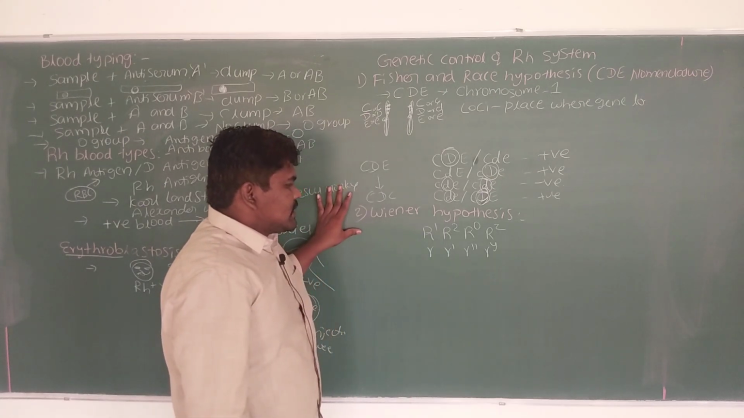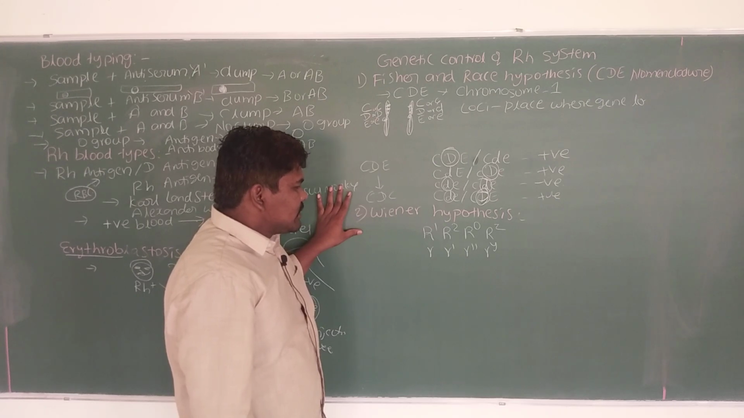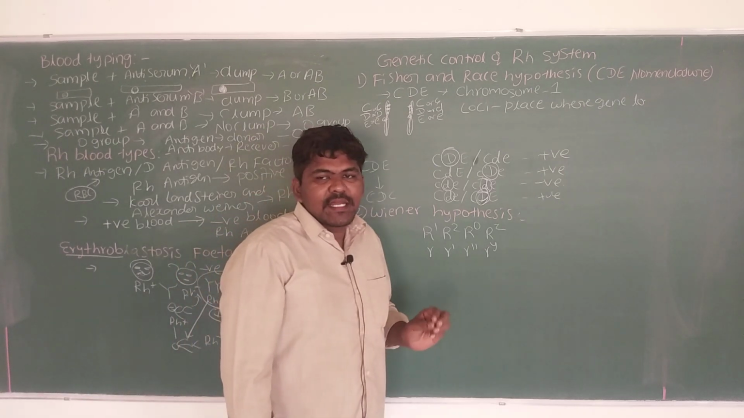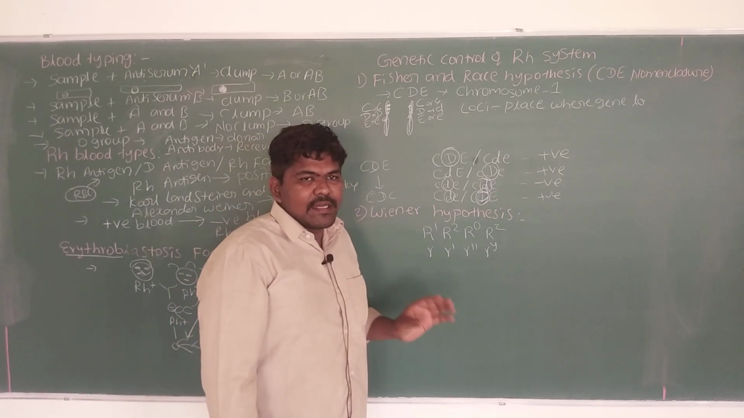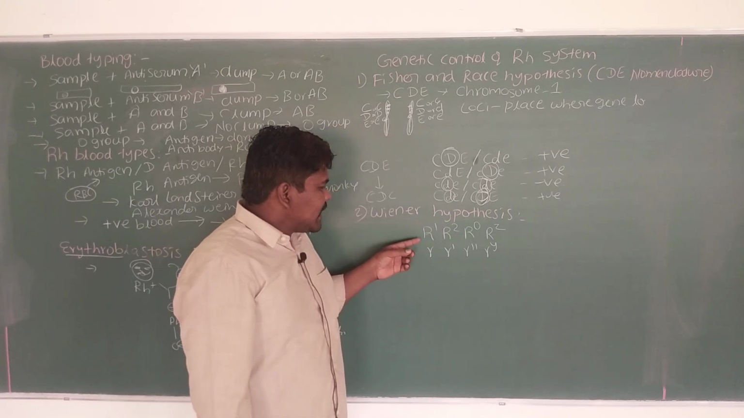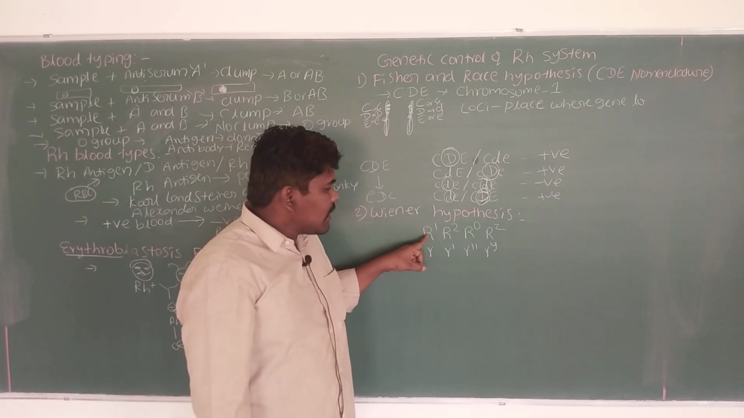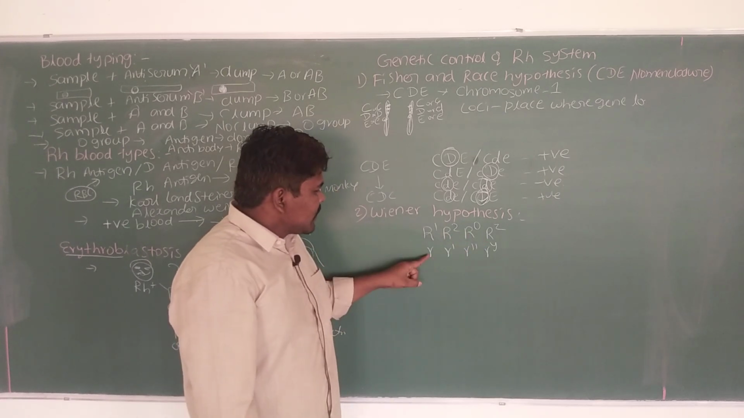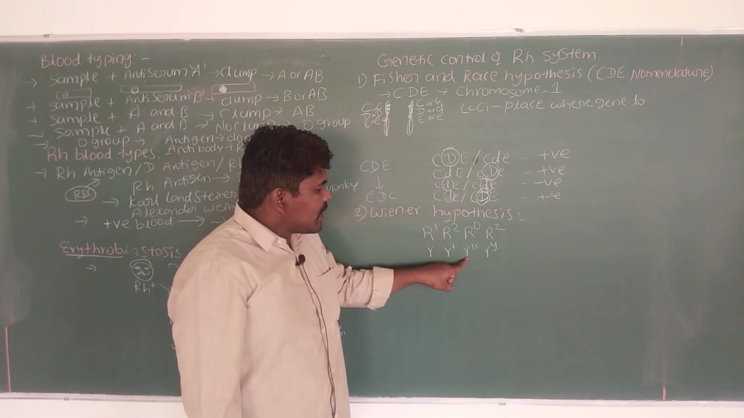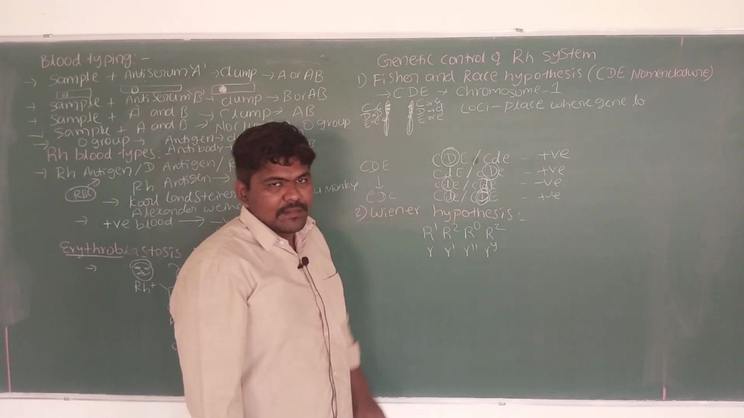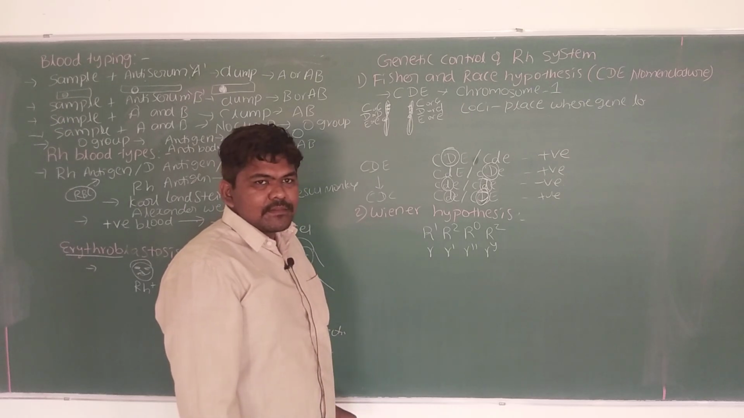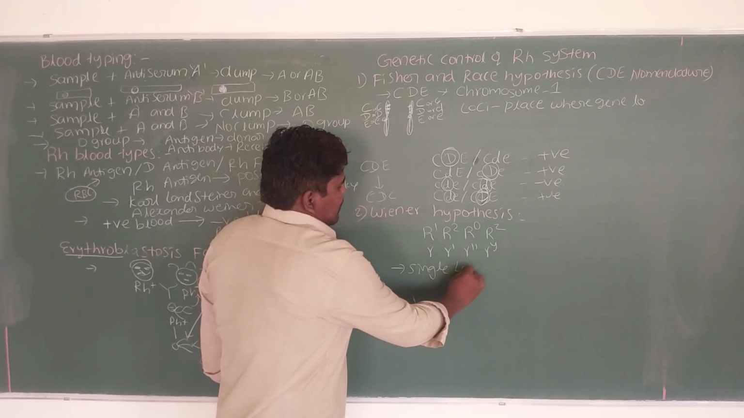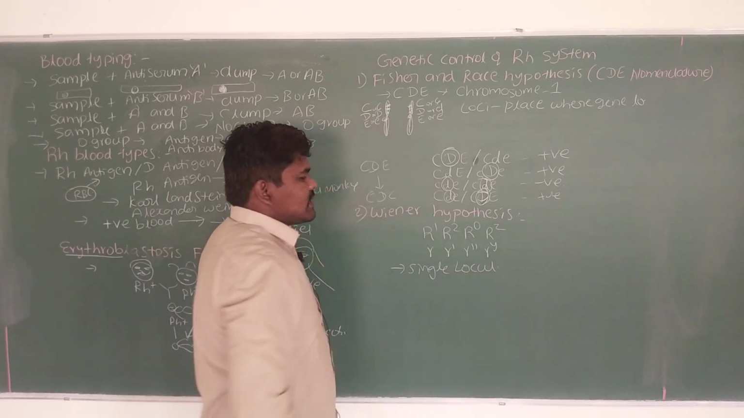Next, Wiener hypothesis. In the Wiener hypothesis, according to Wiener, there are 8 alleles which are responsible for the formation of Rh antigen. What are the 8 alleles? That are capital R1, capital R2, capital R0, capital RZ. Next, small r, small r1, small r11, small ry. These are the 8 alleles. These 8 alleles are present on a single locus. They are present on the single locus.